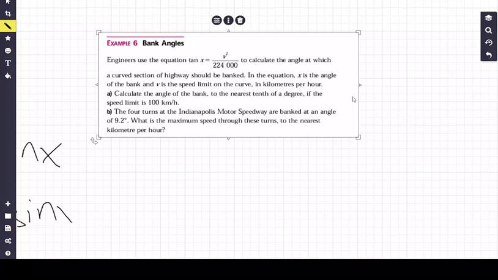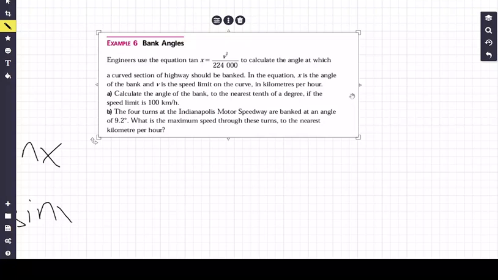An engineer uses this equation to calculate the angle at which a curved section of a highway should be banked. In the equation, x is the angle of the bank and v is the speed limit of the curve in kilometers per hour. Calculate the angle of the bank to the nearest tenth of the degree if the speed limit is 100 kilometers per hour.